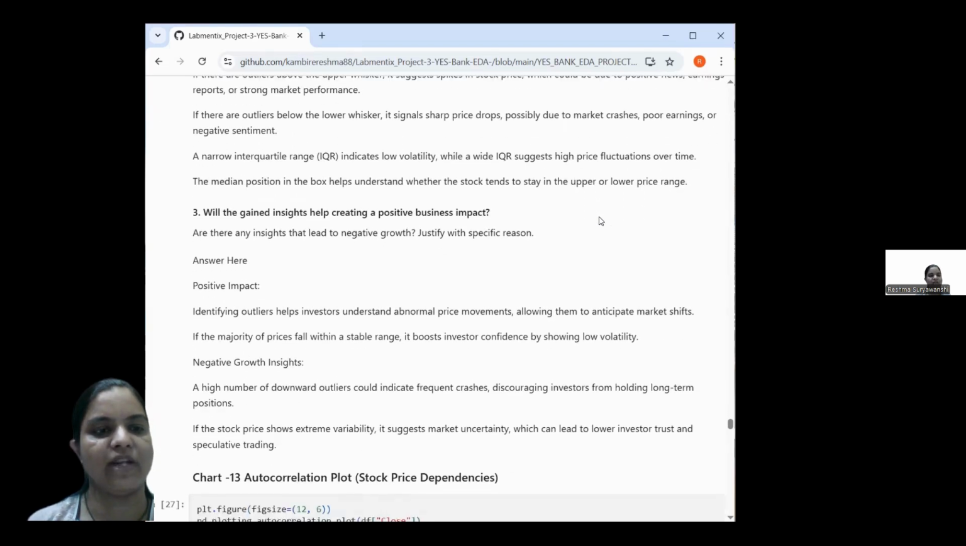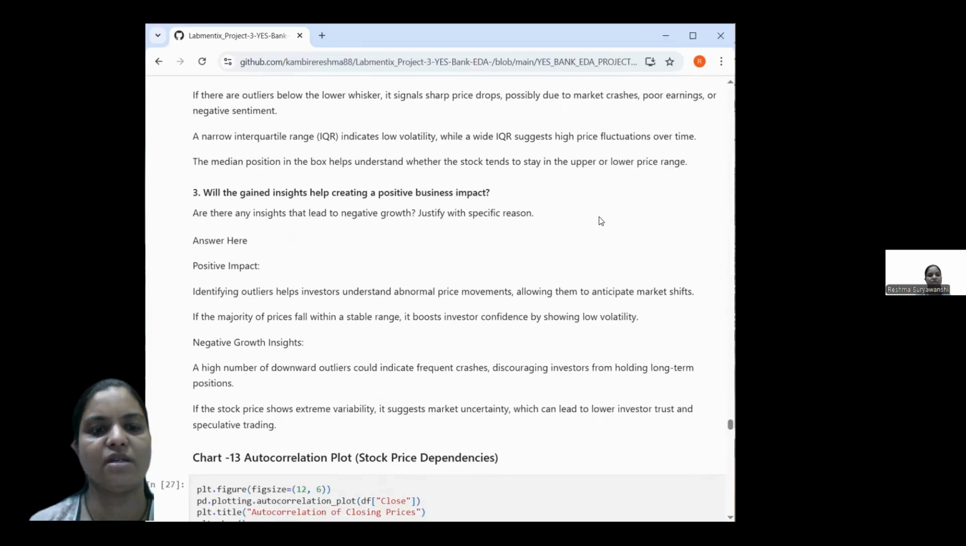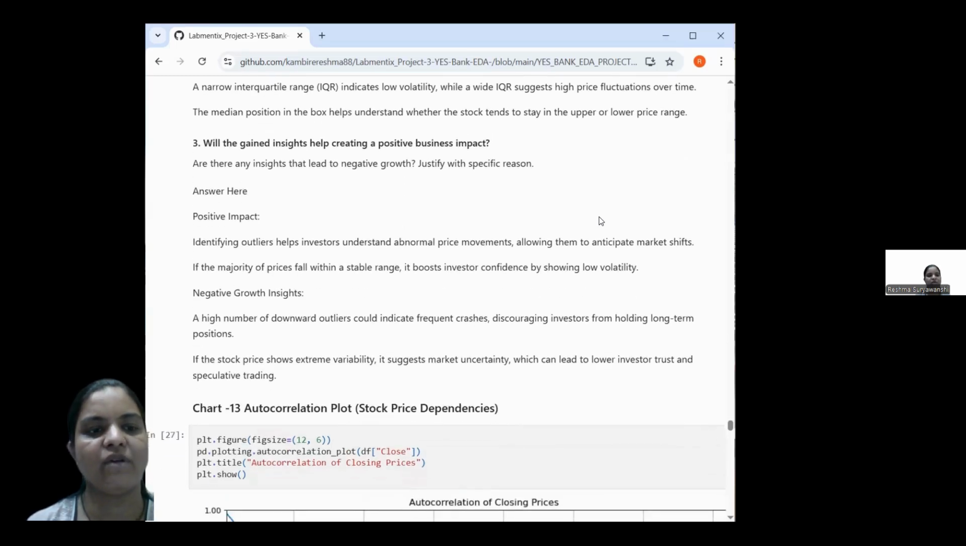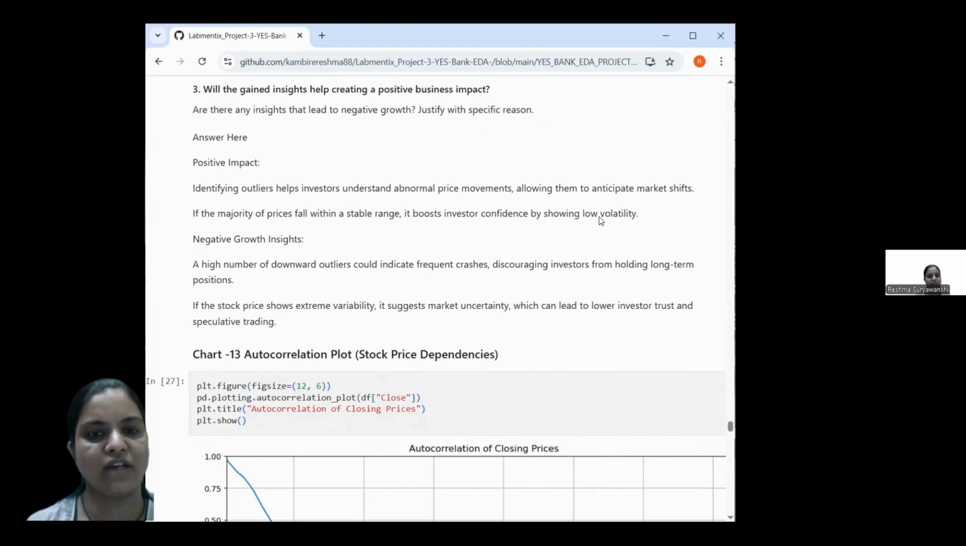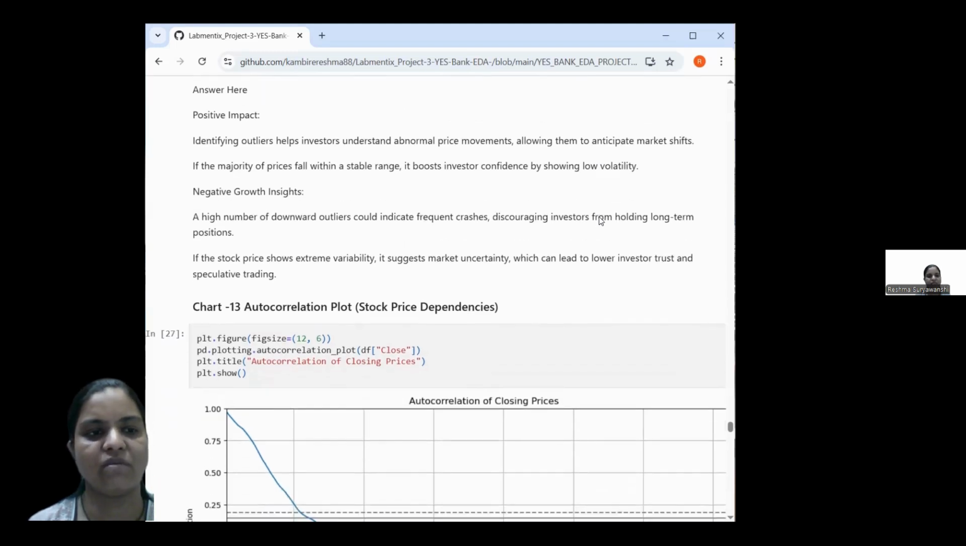So, identifying outliers helps investors understand abnormal price movement, allowing them to anticipate market shifts. If the majority of the price falls within a stable range, it boosts investors' confidence by showing low volatility. A high number of downward outliers could indicate frequent crashes, discouraging investors from holding long-term positions.